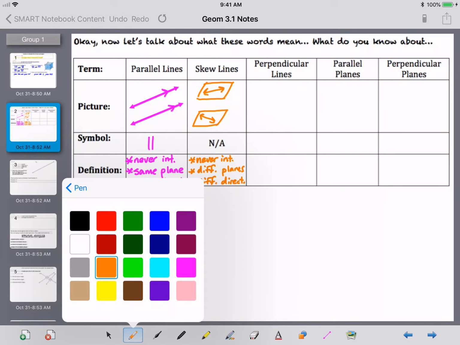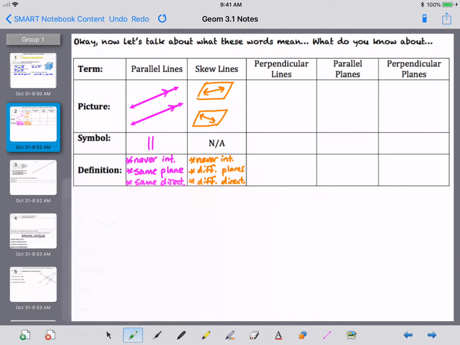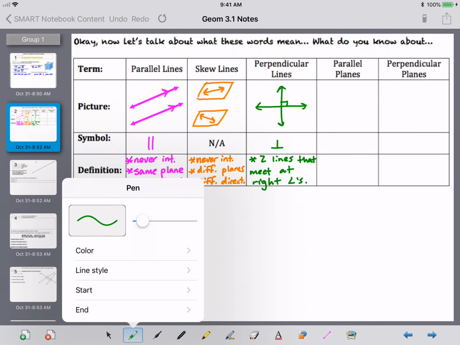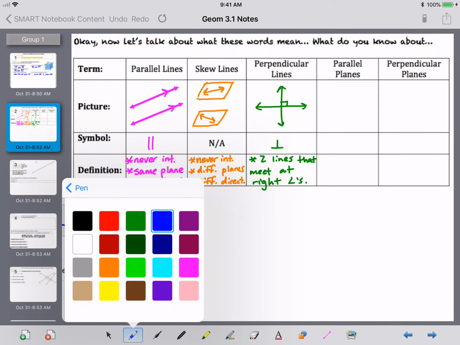Okay, let's look at perpendicular lines. Perpendicular means they make right angles. So just draw a couple perpendicular lines here. And they have to have the box in one of the corners. The symbol is an upside down T. And those are simply two lines that meet at right angles.